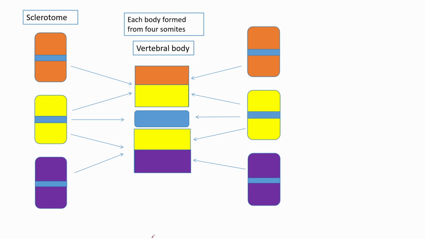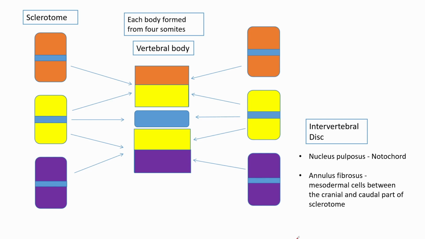And then the mesenchymal cell in between the cranial and caudal part will contribute to the formation of the intervertebral disc. The nucleus pulposus is formed from the part of notochord, and annulus fibrosus is formed from the mesodermal cells between the cranial and caudal part of the sclerotome. This formation of the intervertebral disc is known as segmentation, as it divides the vertebral column into various segments.